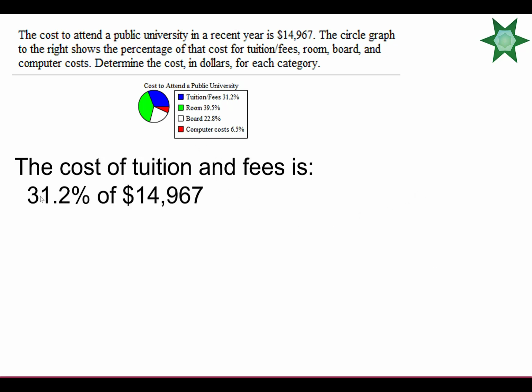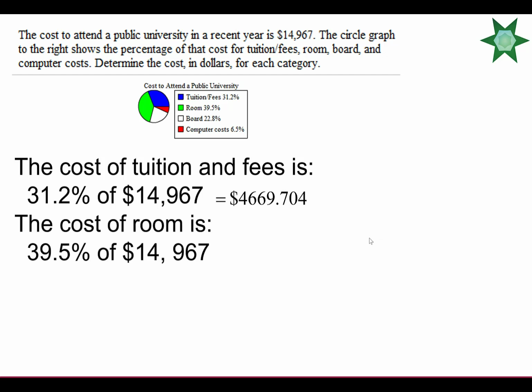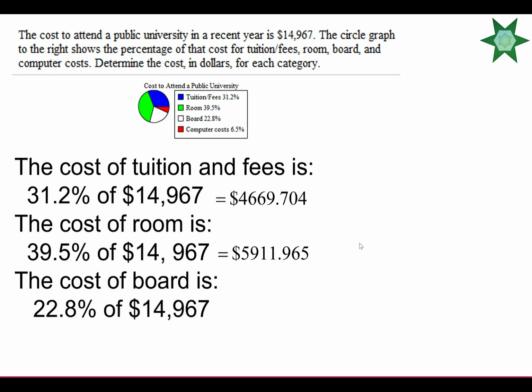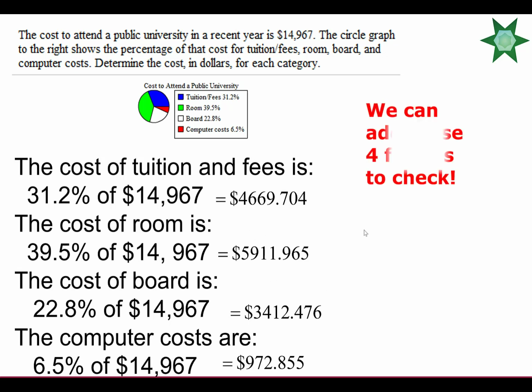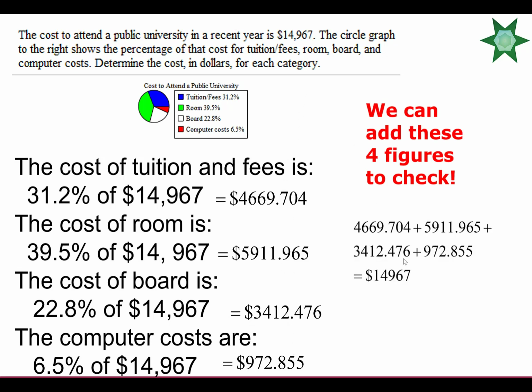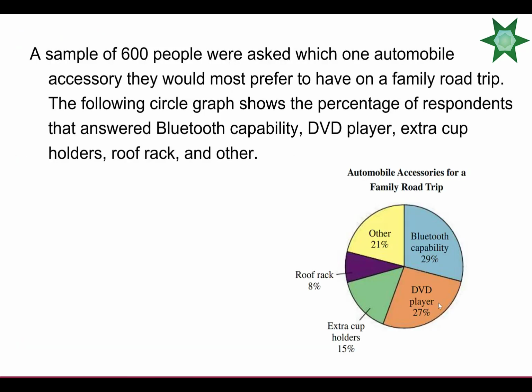So for tuition and fees, we're going to take 31.2%, take it as a decimal, 0.312, multiplied by 14,967, and I come up with 4669.7. I'm going to carry all the decimals for right now, and I'll show you why in a minute. And then for the room, I'm going to take 39.5% of the total cost. And for the board, I'm going to take 22.8%. And then finally for computer costs, it's 6.5%. And the reason I kept all the decimals is when we add those 4 figures up, we should come up with the total cost that we started with as a nice check. And in fact, you do.